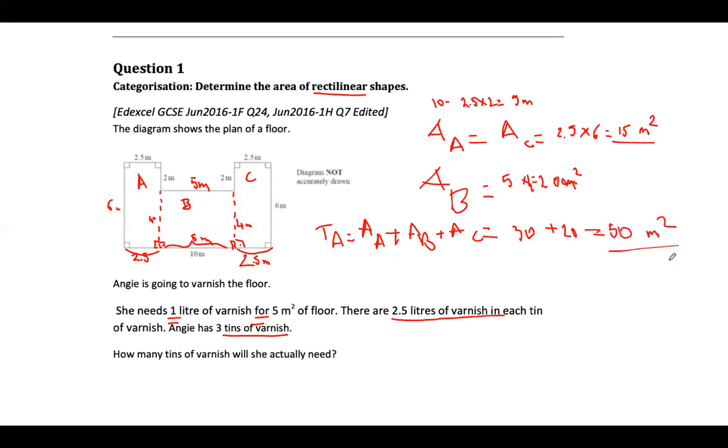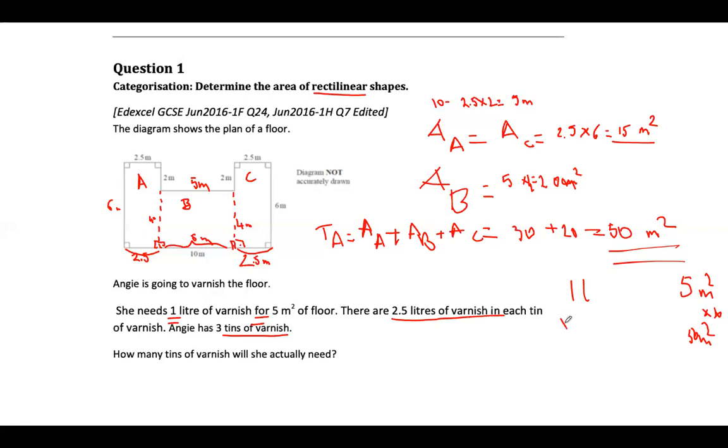So this is the total area. We know the total area. Now let's get back to the problem. It says Angie needs 1 liter for 5 square meters. So 1 liter for 5 square meters. Okay. How about for 50 square meters? Can you see? So she needs 10 times more.